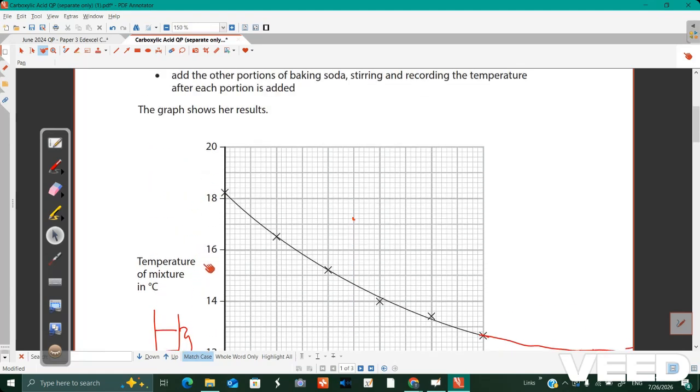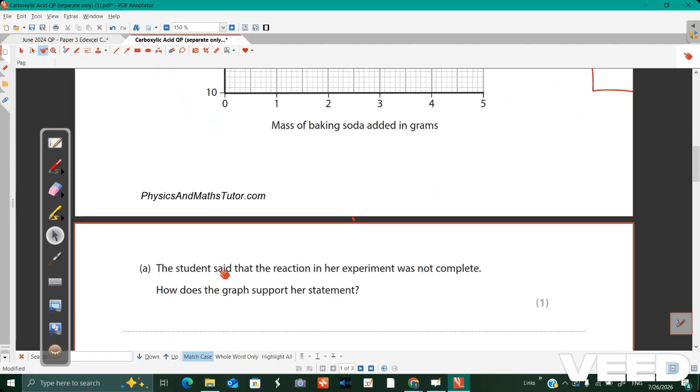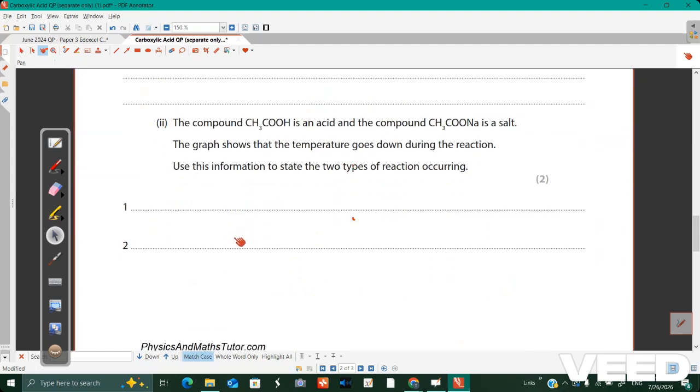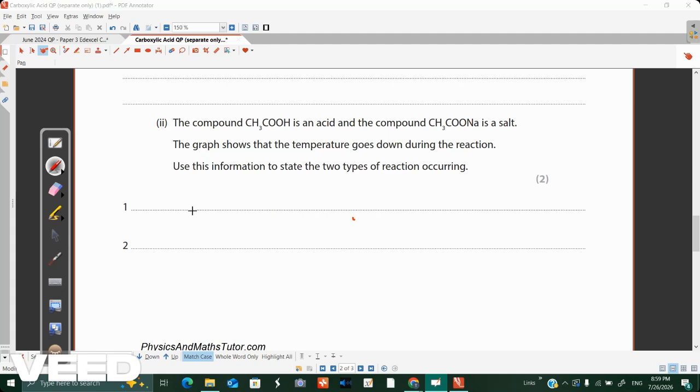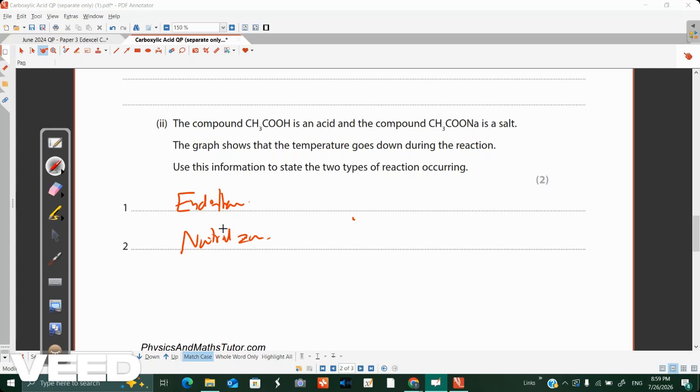Why is the temperature going down here then? Neutralization and endothermic, right? As per the graph, as per the data, it must be endothermic. Endothermic and neutralization. Now in the A levels you will learn why, even though it is a neutralization, it is an endothermic reaction.